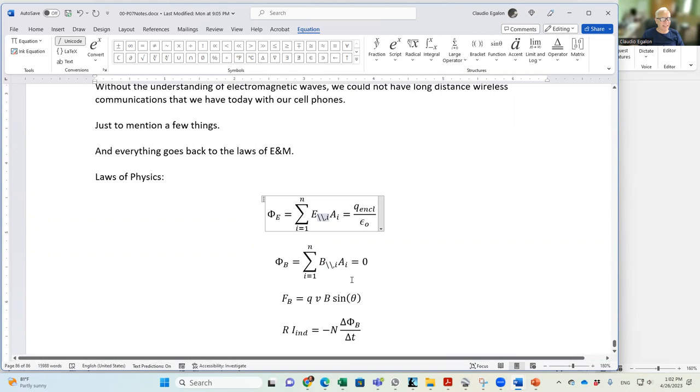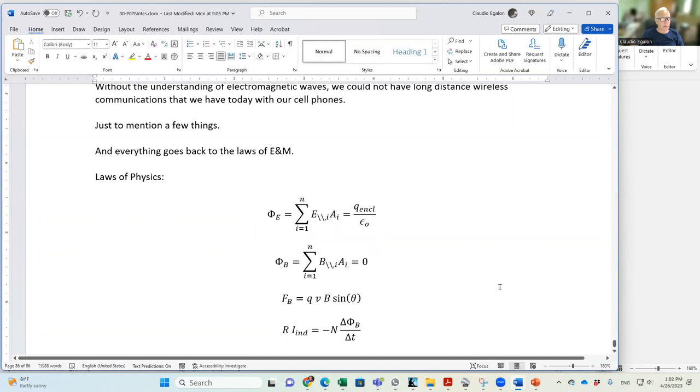Okay? Here's the area vector. Don't forget, it's the magnetic field parallel to the area vector, the electric field parallel to the area vector. The electric field vector parallel to the area vector.